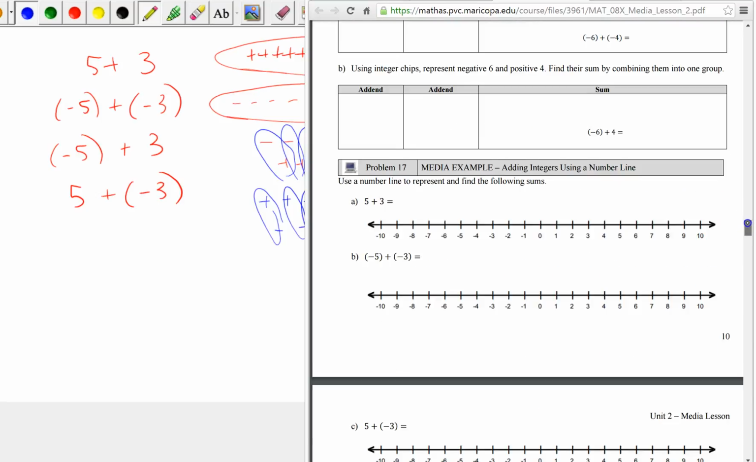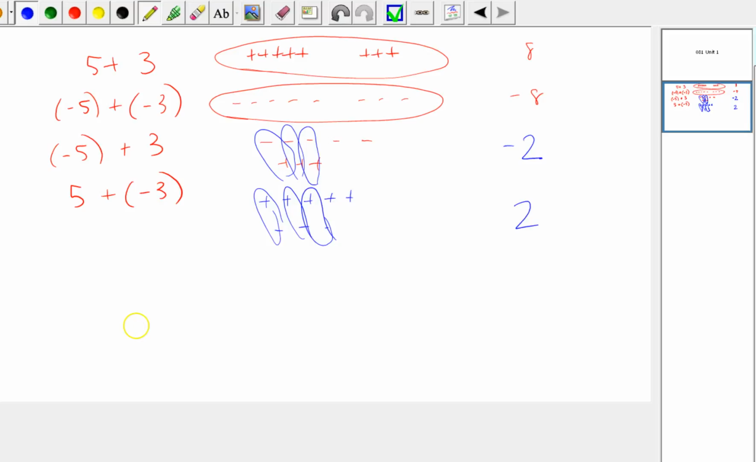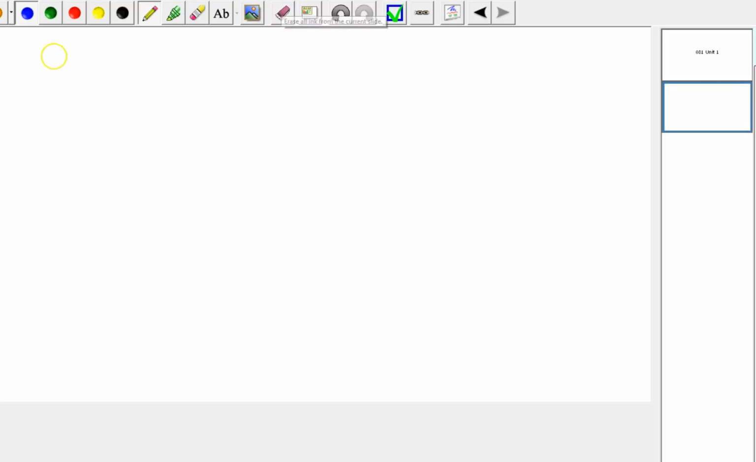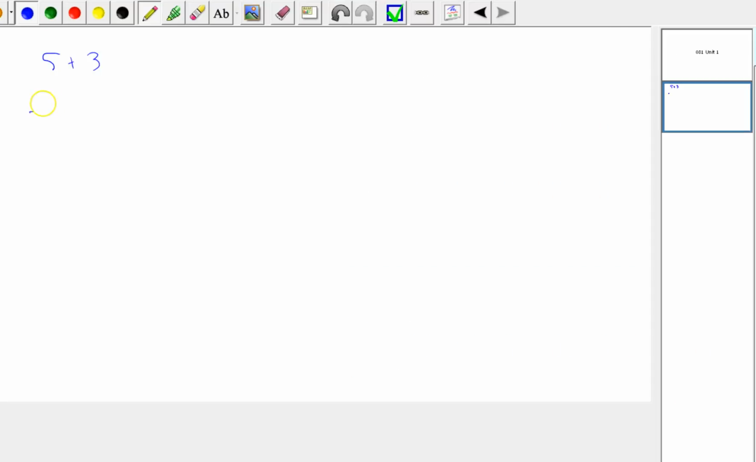And we also do adding integers on the number line. So let's look at this real quick. Oh, I should have kept these here. 5 plus 3. I think I did keep it the same. -5 plus -3. That is the second time I've done that. 5 plus -3 and -5 plus +3.